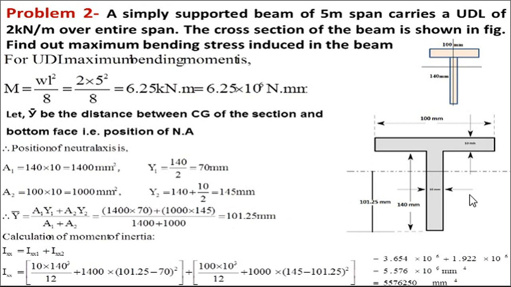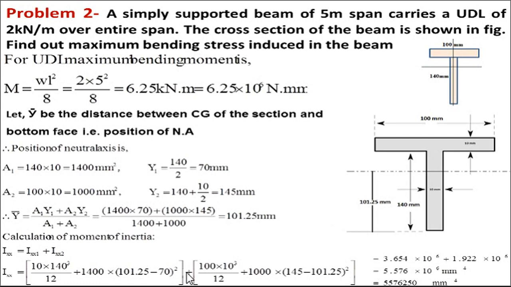Now also you have to calculate I, that is moment of inertia for the T section. So BD cube by 12 plus A1 H1 square. Section 1 is this web, so B is 10. D cube means 140 cube by 12 plus A1, which is 140 into 10, into H1 square. H1 means the distance between this Y bar and the individual centroidal axis. So it will be Y bar minus Y1. Y bar is 101.25 minus Y1, which is 70.